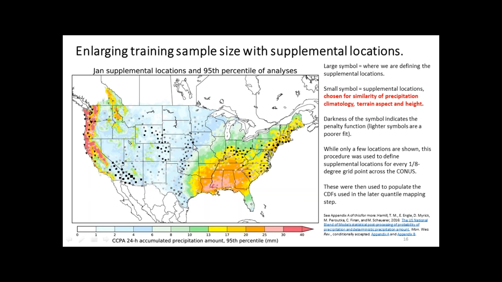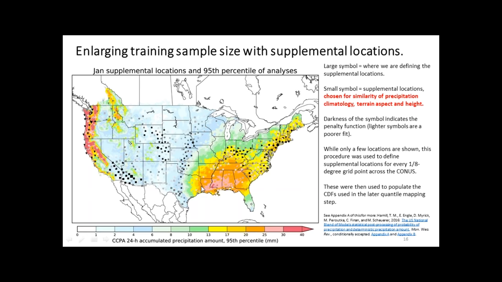Now, in a flat region like Omaha, Nebraska, notice how these are aligned with the precipitation climatological gradient. I'm showing you in the colors the 95th percentile of the analyzed distribution. Again, it goes from generally drier to the west, moister to the east at Omaha, and the supplemental locations line up along that precipitation gradient. So that gives you a sense of how it's pulling in locations with a similar climatology in the absence of terrain information.